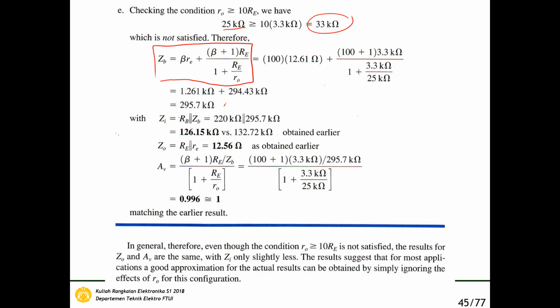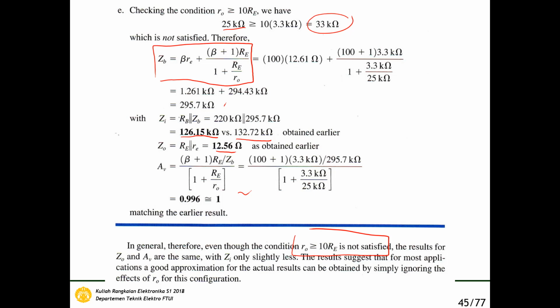So we got that ZB is 295.7 kilo ohm, and then ZI is RB parallel to ZB. So we got 126.15 kilo ohm, compared to when RO is unlimited. And then ZO is similar, 12.56 ohm, and then AV is 1. Okay. Even though the condition of RO larger than 10 RE is not satisfied here, the results for ZO and AV are similar, with ZI only slightly less. So in this condition for the emitter follower, we can ignore the effect of RO, because when we include RO, the result does not differ very much.